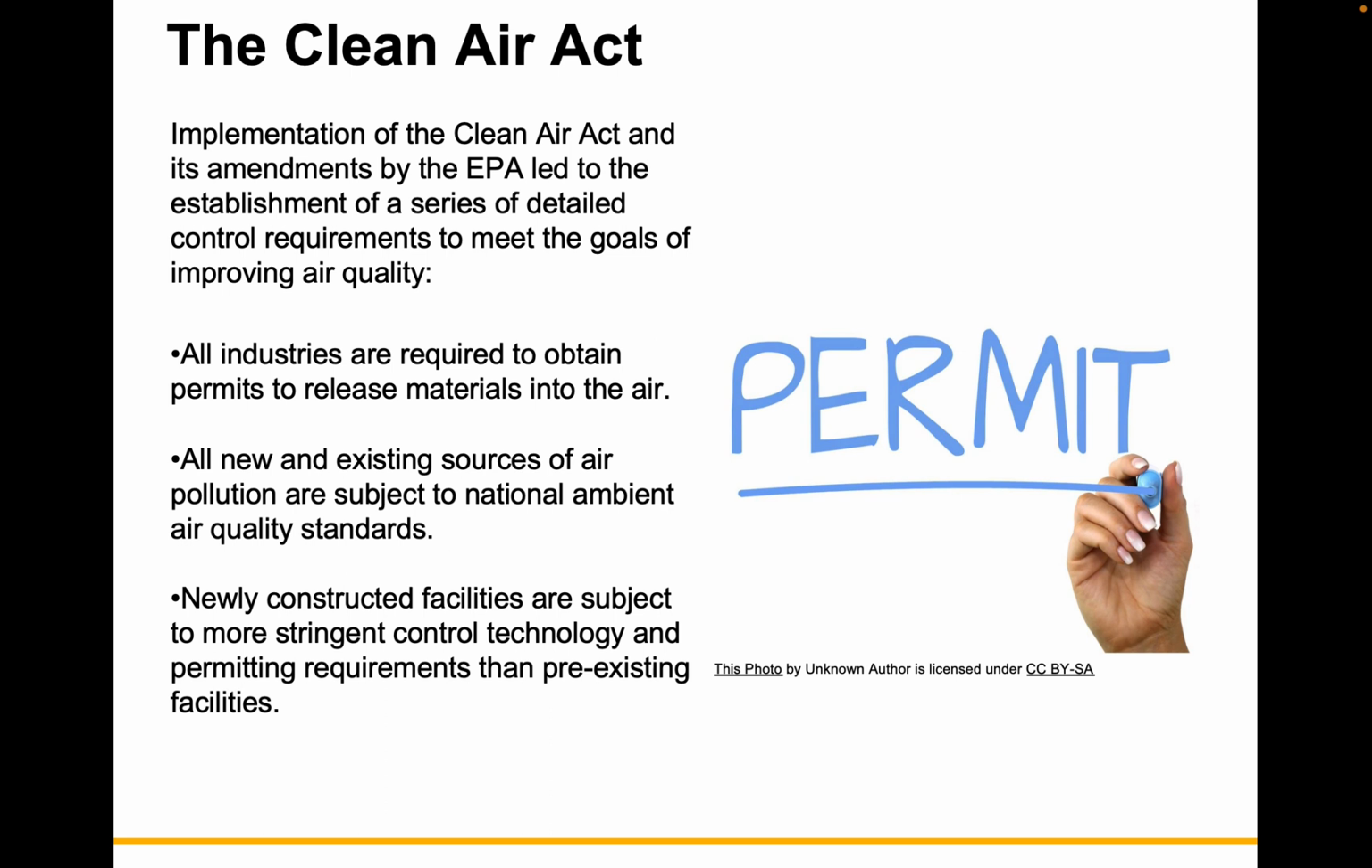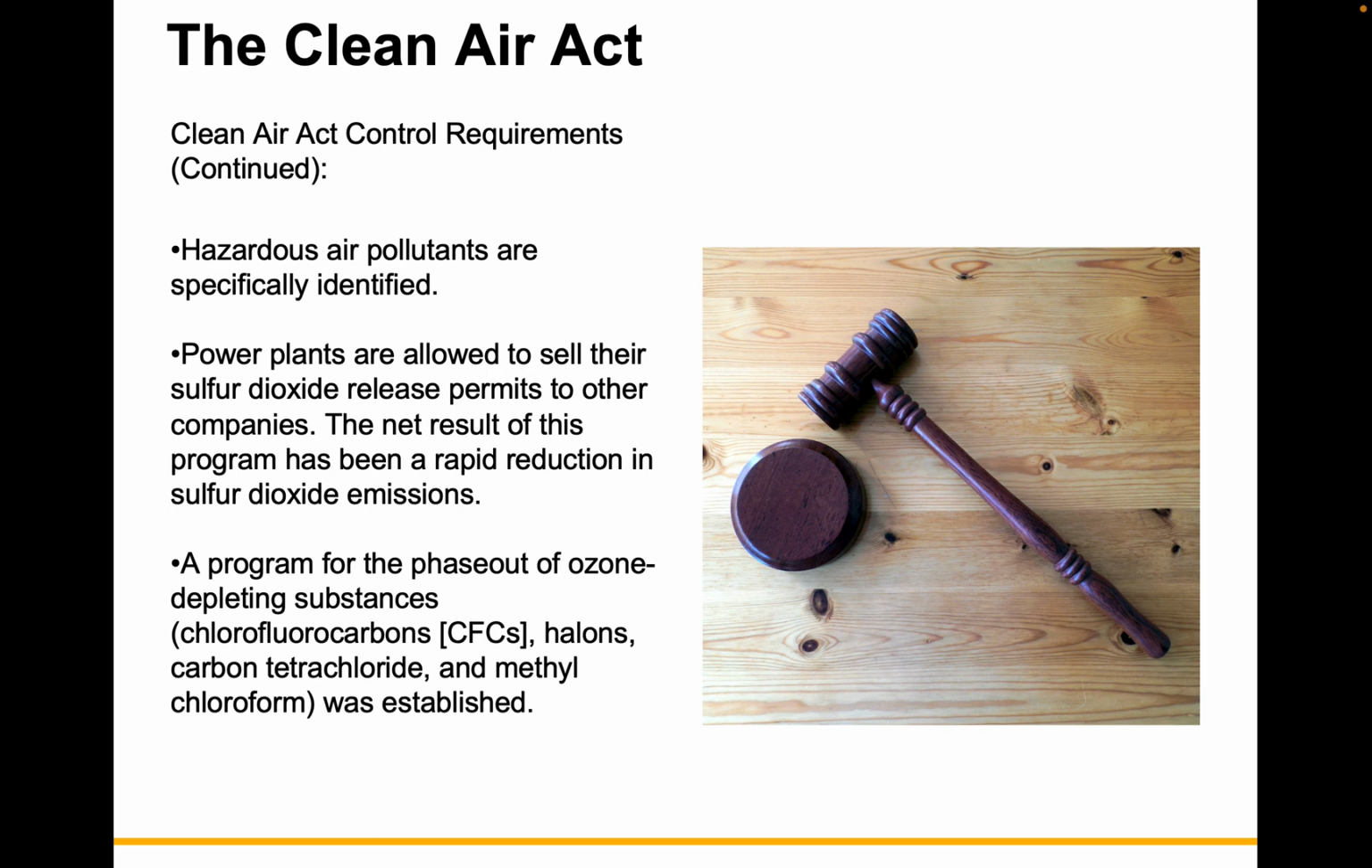So every new facility that's built has to be better than the old ones that are being phased out. So over time, we should see a significant shift in how much air pollution these places are releasing. Hazardous air pollutants need to be specifically identified. Power plants are allowed to sell their sulfur dioxide release permits to other companies, and the net result of this program has been a rapid reduction in sulfur dioxide emissions.